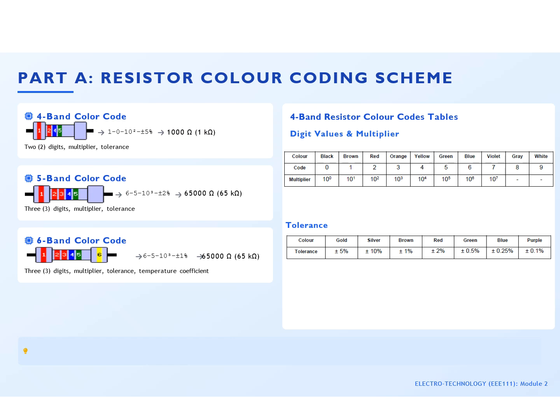In the 4-band code, the first two bands are digits, the third is the multiplier, and the fourth shows the tolerance. From the color table here, each color represents a digit from black, which is 0, to white, 9, and the multiplier is the power of 10, and the tolerance shows the accuracy. So for example, gold means plus minus 5%. So by using this system, we can quickly find the value of any resistor in our experiment.